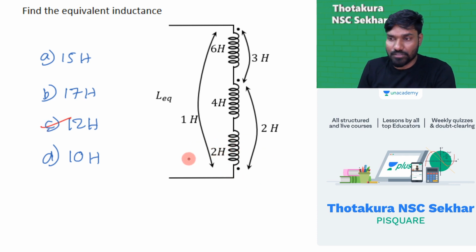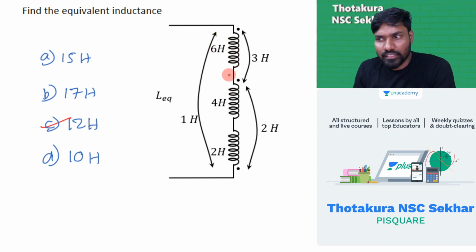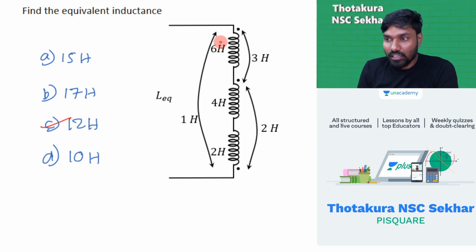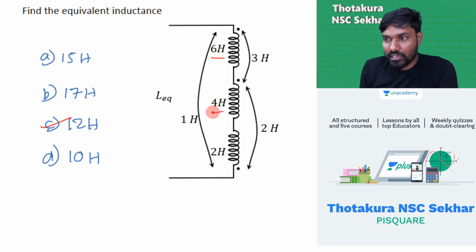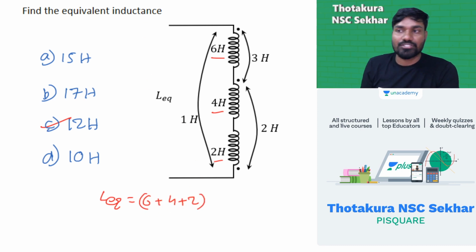How to solve these kinds of questions. All three are connected in series. Be careful with the process I'm following. First, all are connected in series, that's number one. So you add all these series terms, all these self-inductances. The process is important. L equivalent is equal to all self-inductances added up: 6 plus 4 plus 2. This is the first thing you should do.